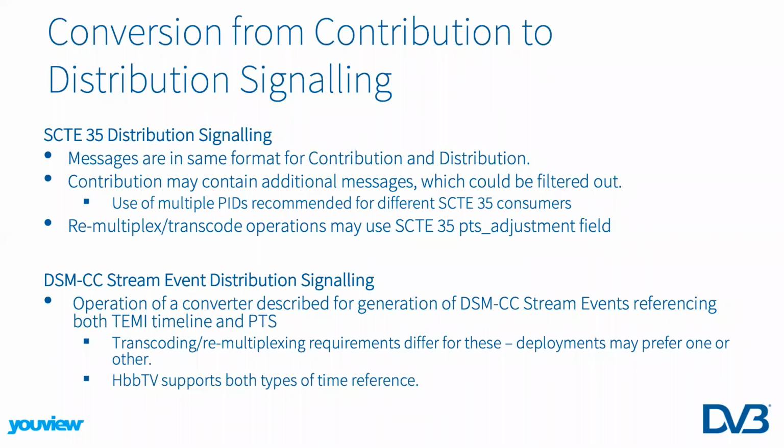And this is where we recommend use of multiple PIDs for different SCTE-35 messages intended for different consumers of those messages. One of those consumers could be the signal converter that's encapsulating in DSM-CC stream events, for example. And then we note that where there's remultiplexing with transcoding, the PTS adjustment field helps with that part of the conversion from contribution to distribution.